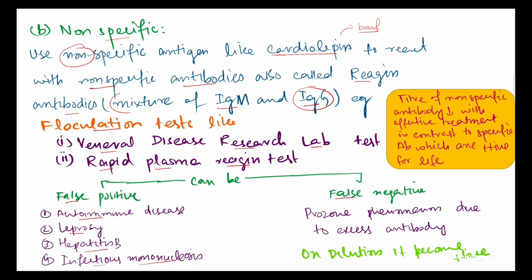These are some conditions in which the non-specific test becomes false positive, and it becomes false negative in a condition like the prozone phenomenon, due to the excess of antibody. But on dilution, it becomes positive. So they can be either false positive or false negative, so they are not very sensitive tests. And how to distinguish between a specific and non-specific antibody? In order to distinguish, the titer of the non-specific antibody decreases with effective treatment, in contrast to specific antibodies, which remain positive for life. So if after treatment the titer remains positive or remains the same, it means that they are specific antibodies against the Treponema pallidum.